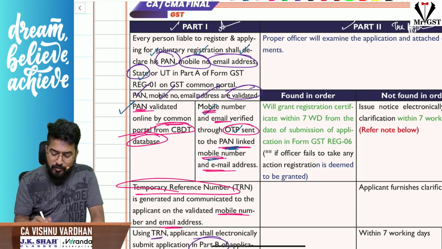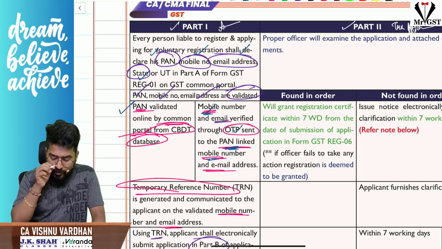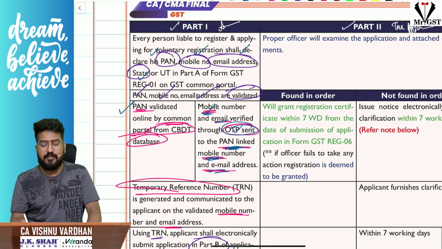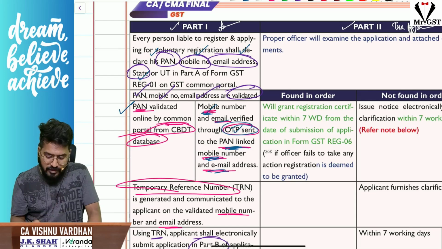So the point is, sir, mobile number and mail ID will be verified through sending OTPs to the PAN linked mobile and email addresses. Okay, that is another interesting thing, recent change.